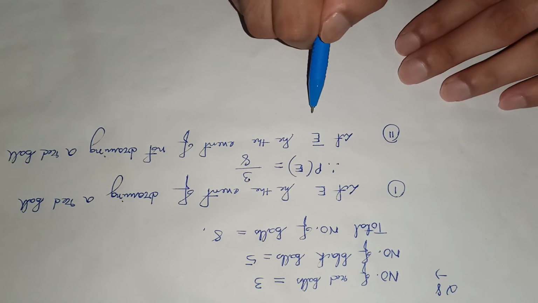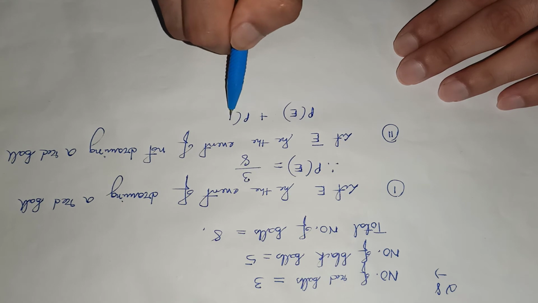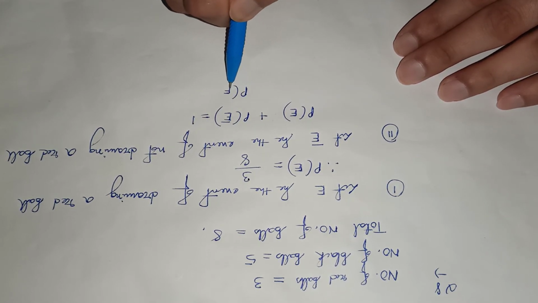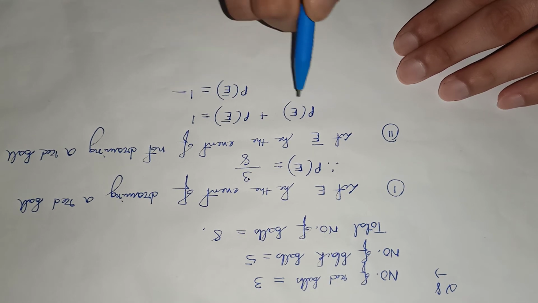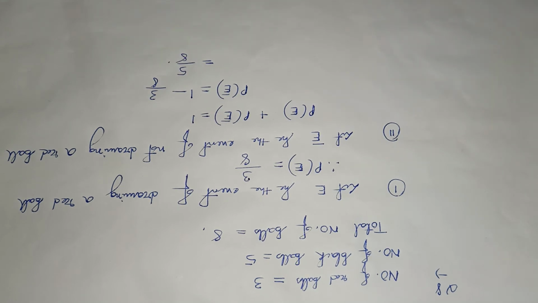Then in that case, probability of an event E plus probability of not E is always 1. So probability of not E will be 1 minus probability of E, which is 3 by 8. So if we take LCM, we get 5 by 8.